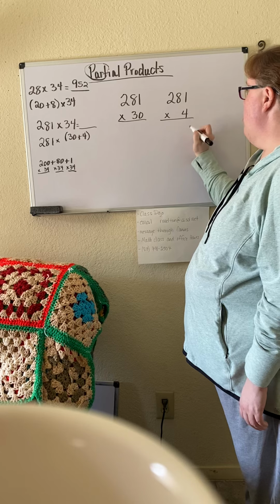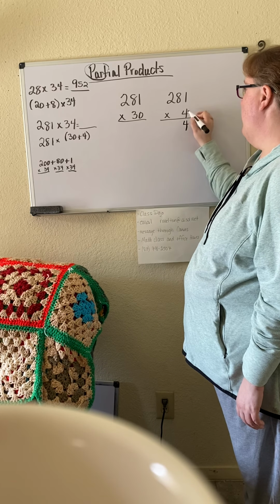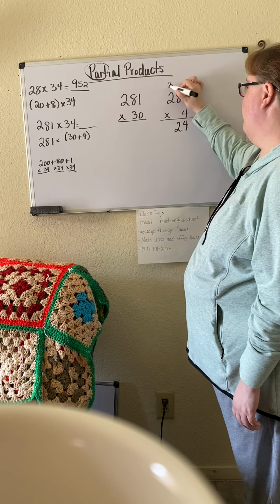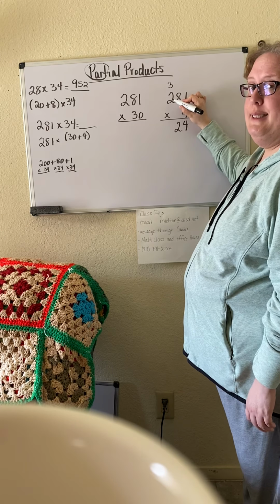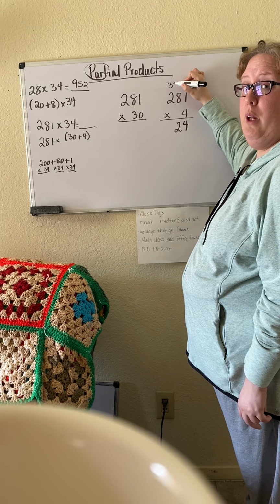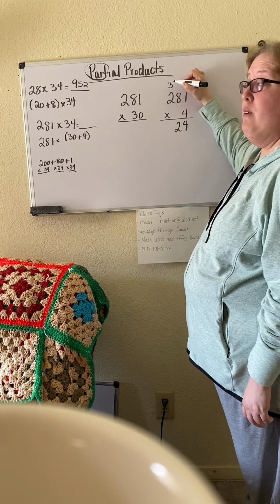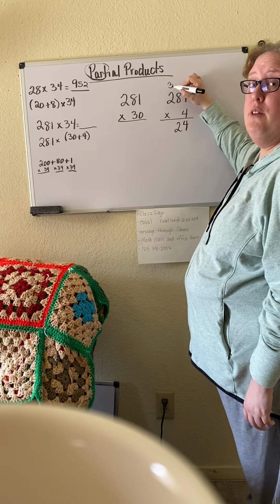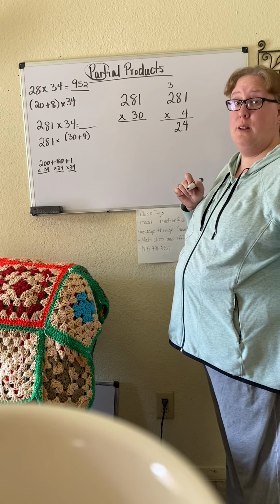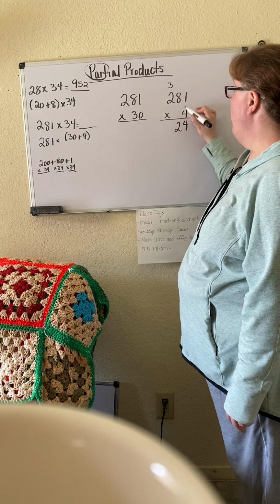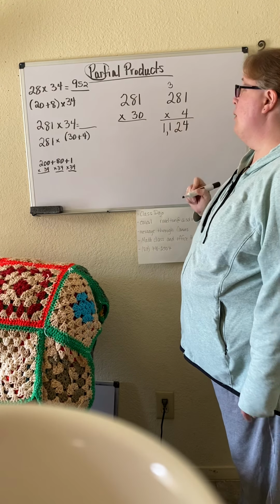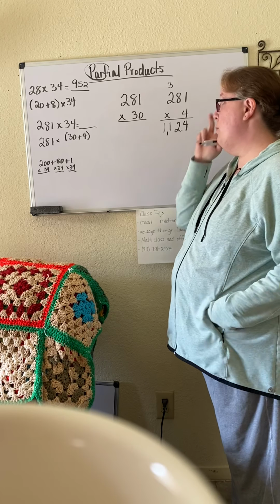So 4 times 1 is 4. 4 times 8 is 32. 4 times 2 is 8. Do not forget to add in your 3. If you forget to add in your 3, this 3 is in the hundreds place, so you're going to be 300 off of your actual answer. Okay? So again, 4 times 2 is 8, plus 3 is 11. So that's that partial product.